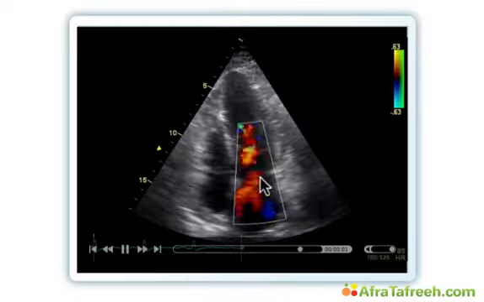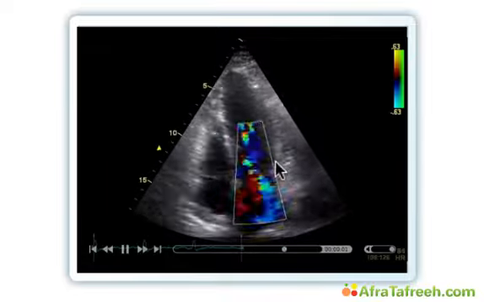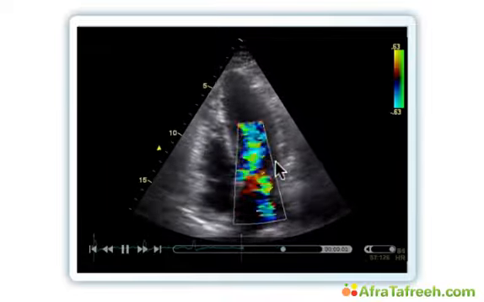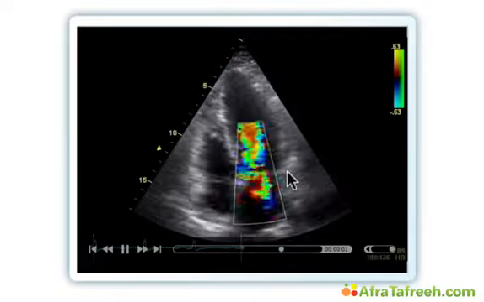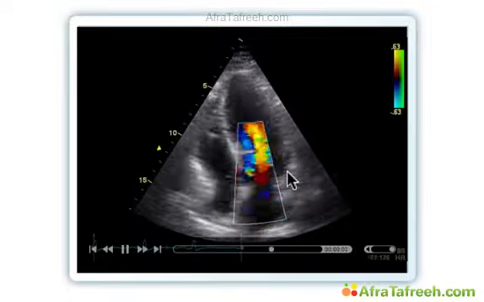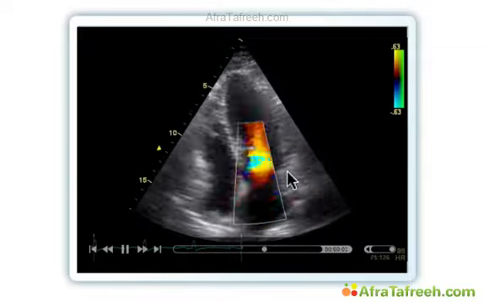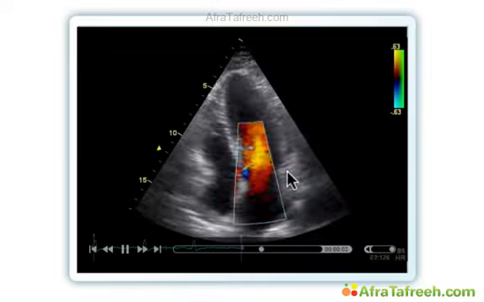Furthermore, there is some mitral regurgitation here with an eccentric jet, probably caused by a SAM phenomenon, a systolic anterior movement of the mitral valve caused by the LVOT obstruction.